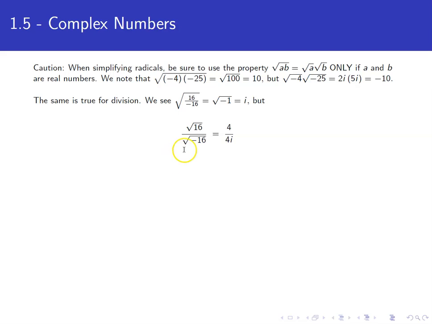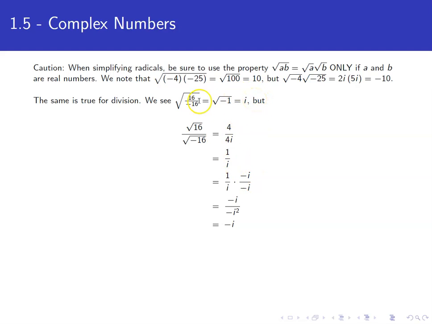The exact same thing is true for division. If we've got the square root of 16 over negative 16, well, 16 divided by negative 16 is negative 1, and the square root of negative 1 is i. But if I tried to break up my radical first, I would have 4 over 4i. The 4s would cancel. I'd have to multiply top and bottom by the complex conjugate of the denominator, which in this case is negative i. So I have negative i over negative i squared. i squared is negative 1, so we just get 1 in the denominator, and this simplifies to negative i, which is different than the other way.